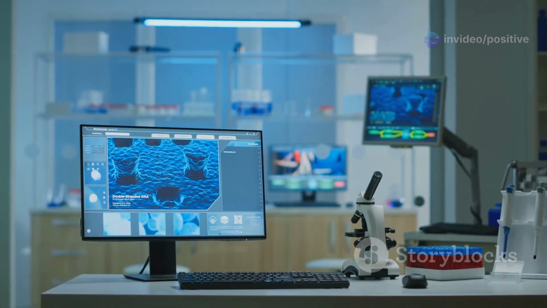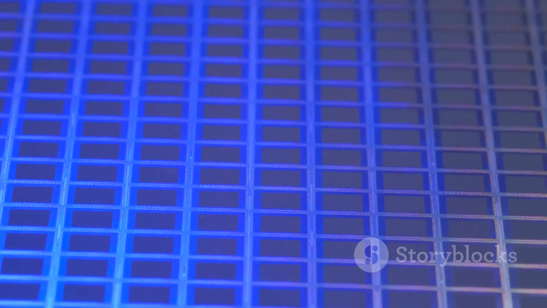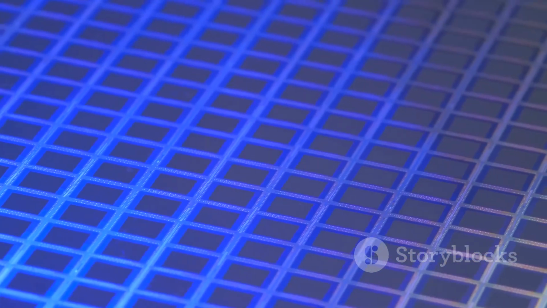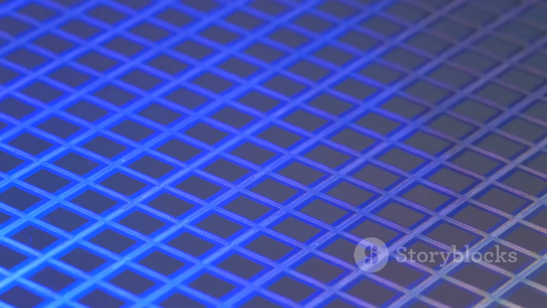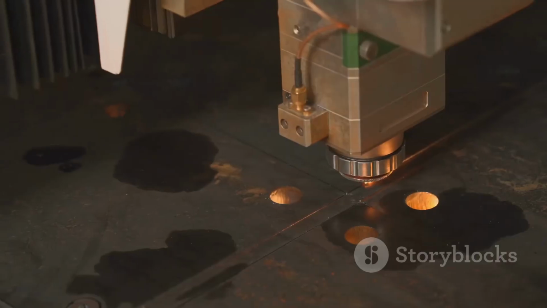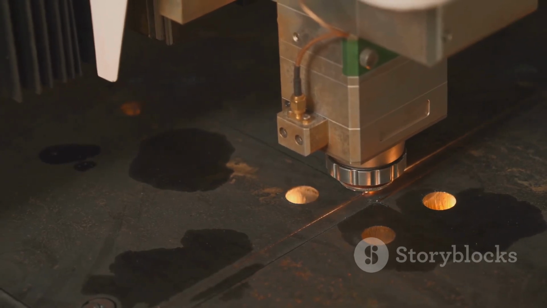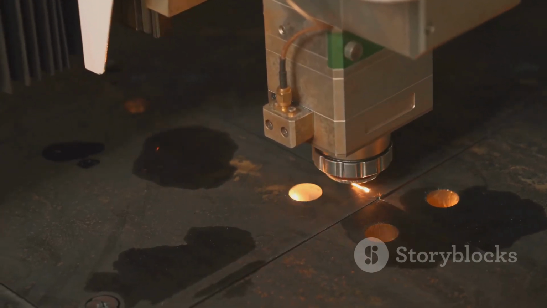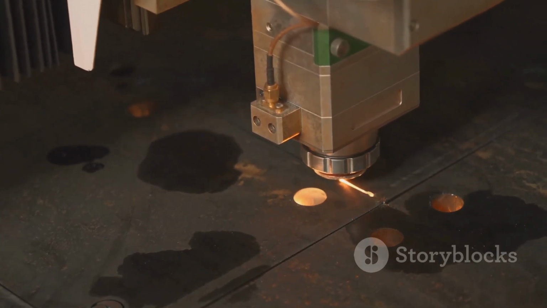The periodic table is essential in various technologies. For example, silicon from the metalloid category is crucial in computer chips and solar cells. Rare earth elements, found in the F block, are used in magnets, lasers, and other advanced technologies.